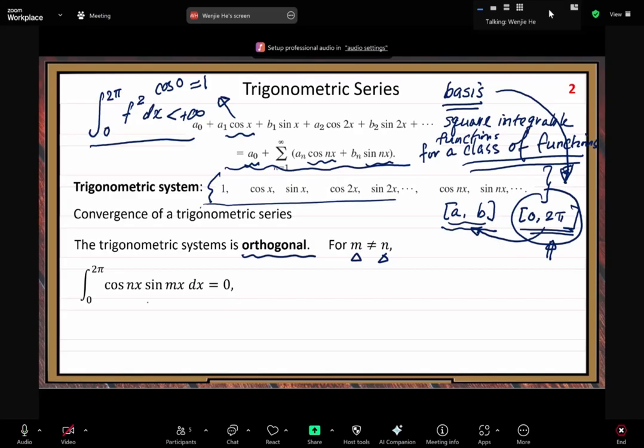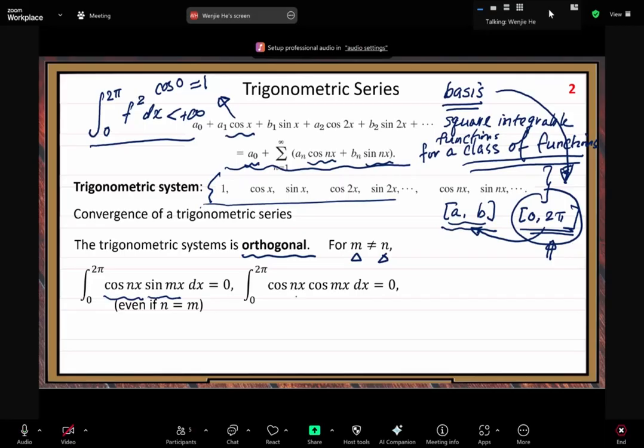But for the case of a sine function and a cosine function, which are two different types of functions, even if m equals n it is still true, because the difference is already very big. If you do a simple calculation, you can see it's 0. Zero means these two functions are orthogonal.